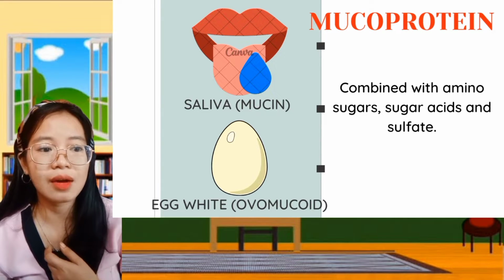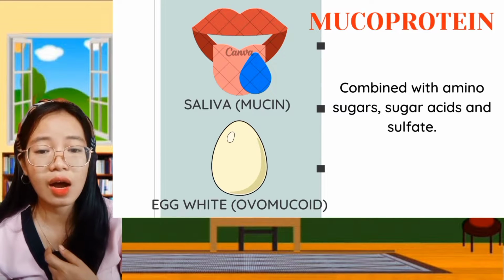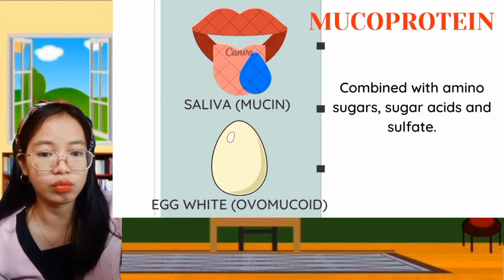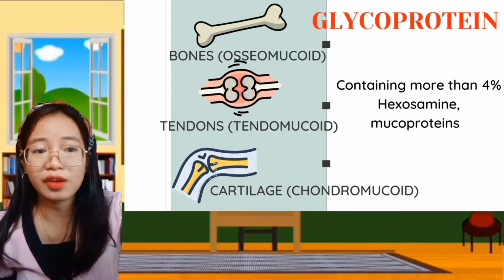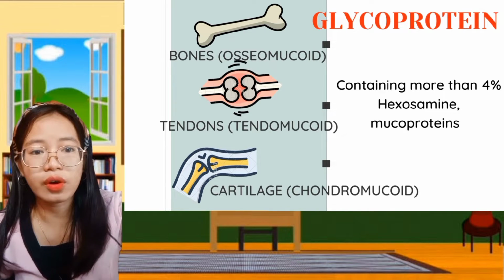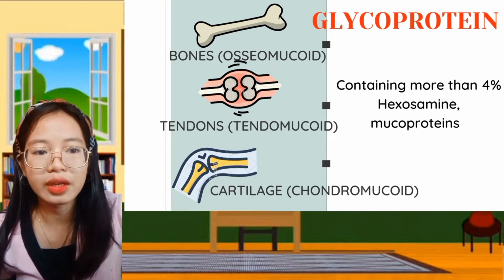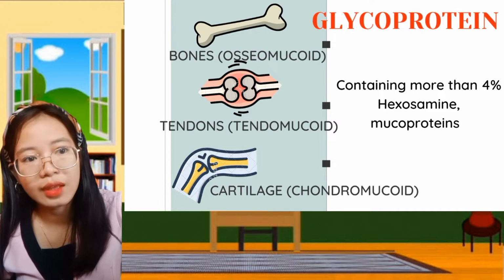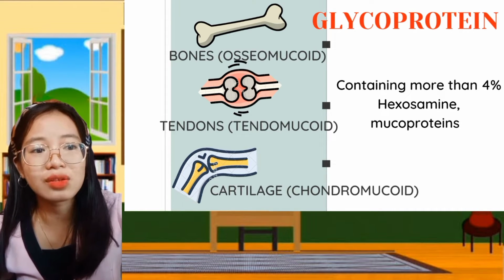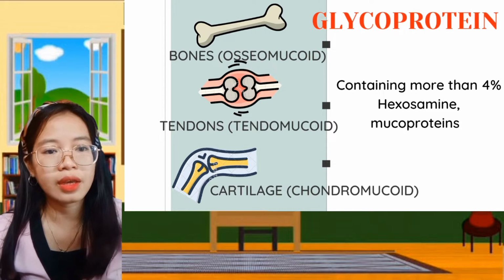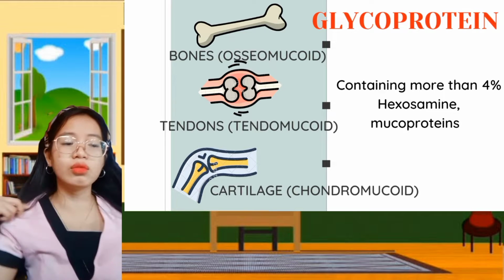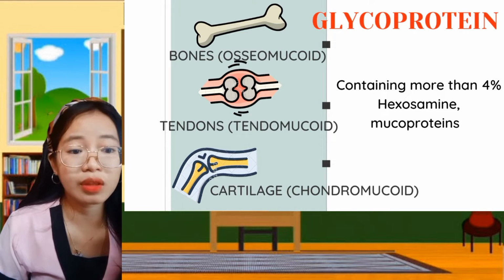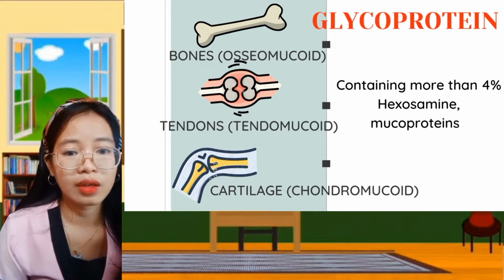So it acts as a barrier to most bacteria and pathogens, and it allows uptake of water, nutrients, and hormones. Next is the glycoprotein. The glycoprotein you can find in the bones is called osteomucoid, and in the tendons, tendomucoid. Cartilage is called chondromucoid, and it contains more than 4% of hexosamine and mucoproteins. And as its name suggests, glycoprotein, glyco meaning sugar, is simply proteins with sugar attached to it.